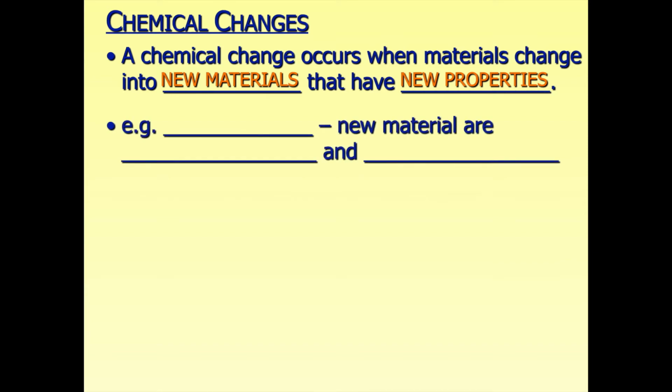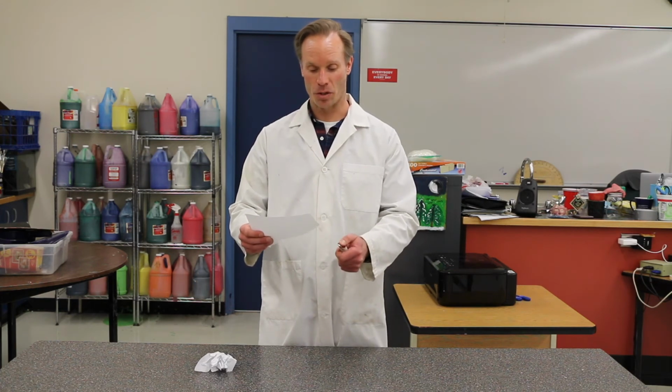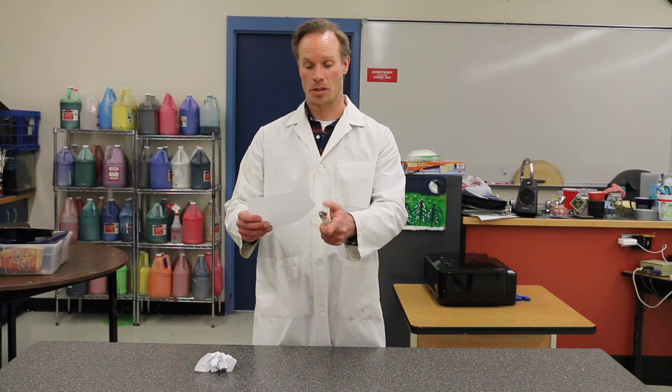So an example of that would be like the one that you're going to see a demonstration for in a second. Now we got the same paper here. What could I do with this paper to cause a chemical change? That's right, I could light it on fire. I could burn it. So I'm going to do that here now, and I've got a lighter and some paper, and I'm going to light this on fire.